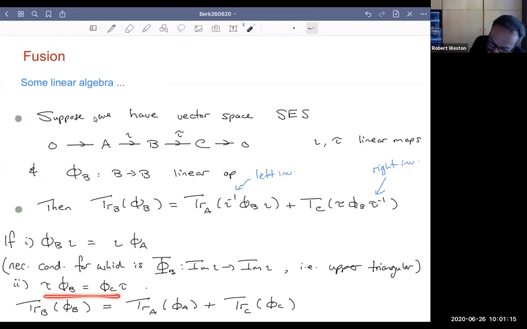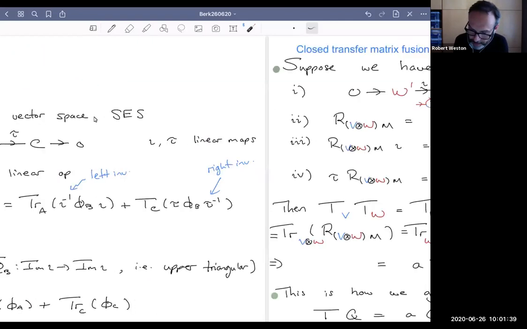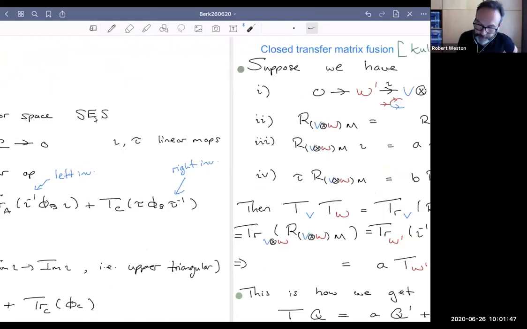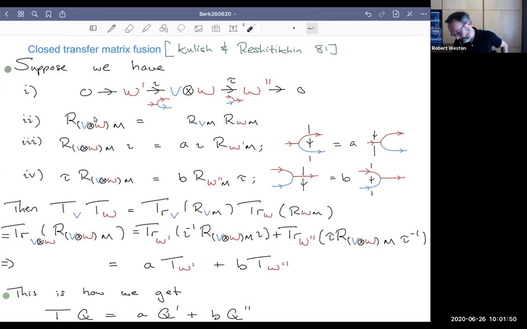And then suppose I have this as well, then this means I can write the trace of phi B in terms of the trace over A of phi A and the trace over C of phi C. Okay. So if I have a vector space short exact sequence and I have these two relations, then I can write down the trace in this way. And this is what we're going to build up from an algebraic structure later on, but it's just linear algebra. Okay, so how does this work? I want to use this in order to fuse the transfer matrix. And I think this idea really goes back to Kulish and Sklyanin, as far as I know.